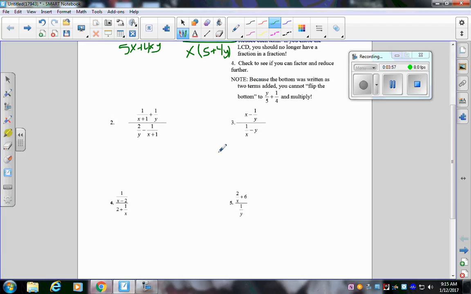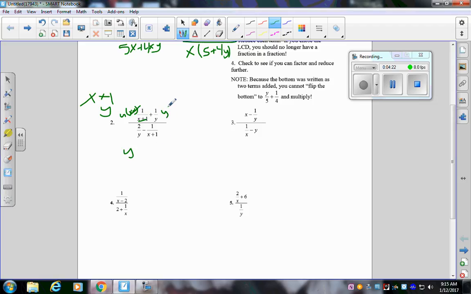All right, let's take a look at number 2. Okay, so looking, I have an x plus 1. I see a y right here. x plus 1 again, which I already have, and a y. So this is what I'm going to multiply everything by: y times x plus 1. What ends up happening? The x plus 1's cancel, so I'm left with y times 1, which is y.